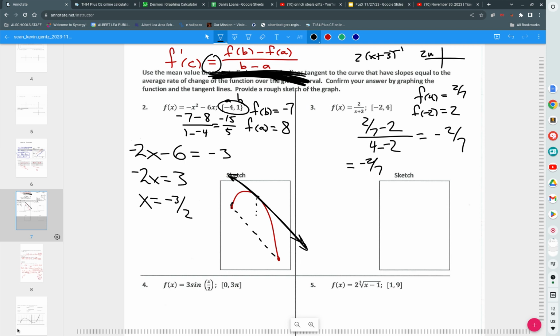I've got 2u to the -1. I've got x plus 3. The derivative of x plus 3 is 1. And the derivative of 2u to the -1 is? -2 over u squared. So we get -2 over x plus 3 quantity squared.